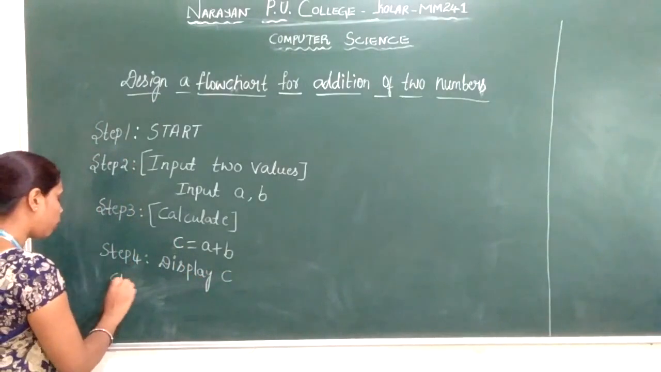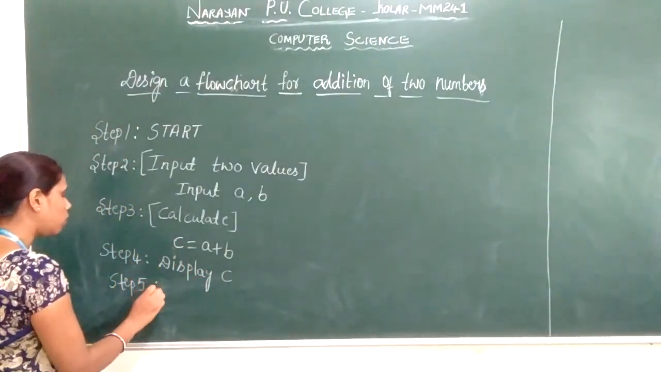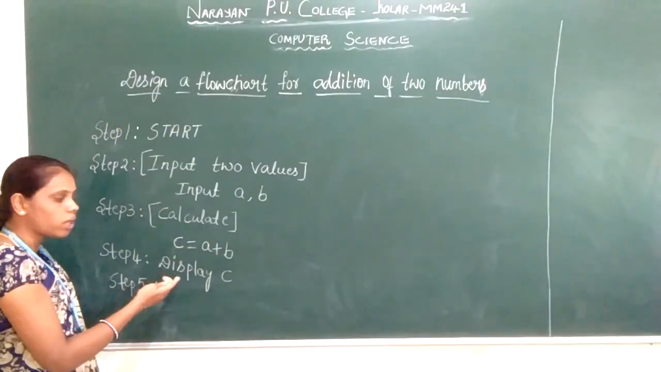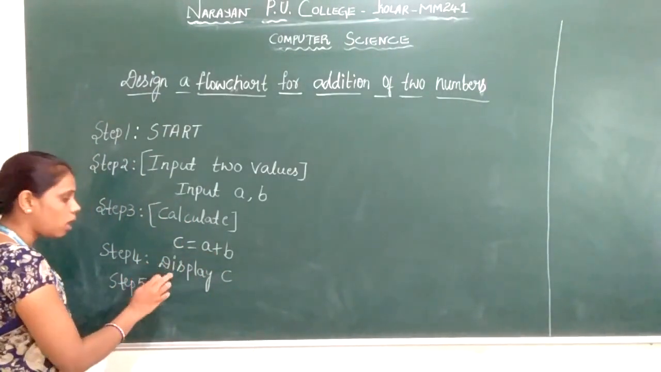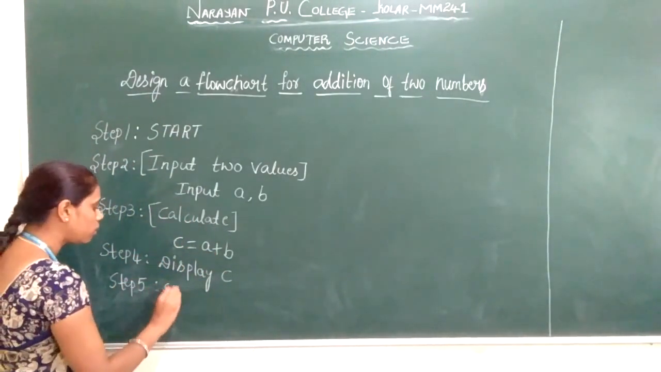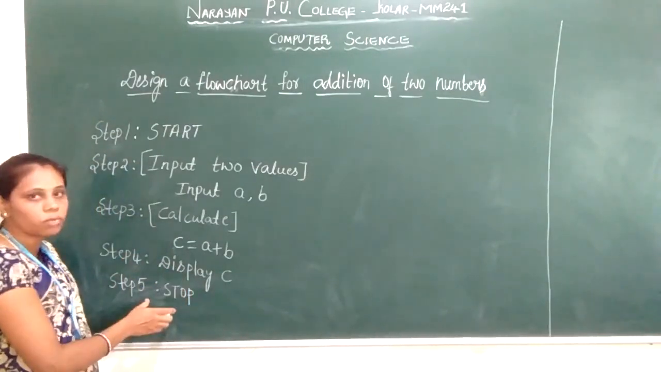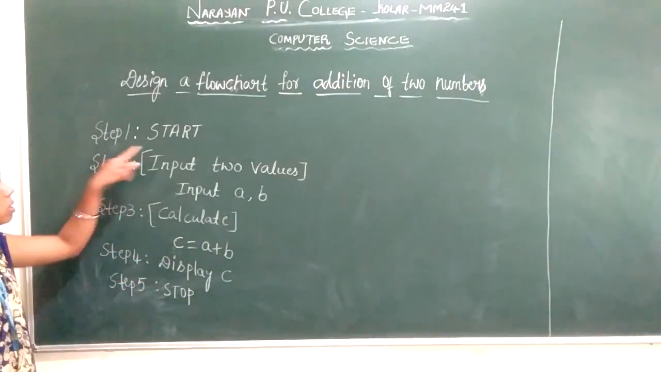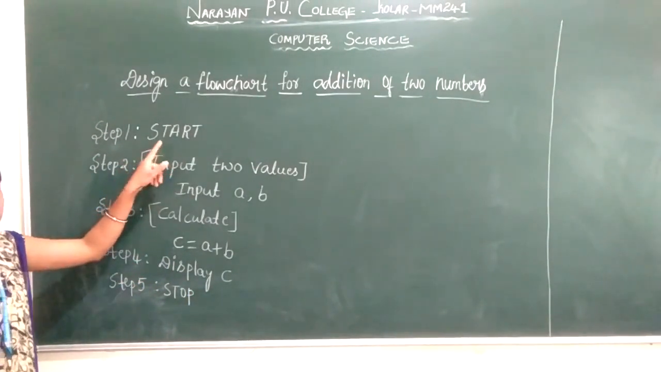In step 5, see, this is what we have calculated, addition of two values, and we have displayed. This is the end of the algorithm. Next we are going to write stop, which shows that we are stopping this algorithm. See, all algorithms start with start. This is the beginning. So start.